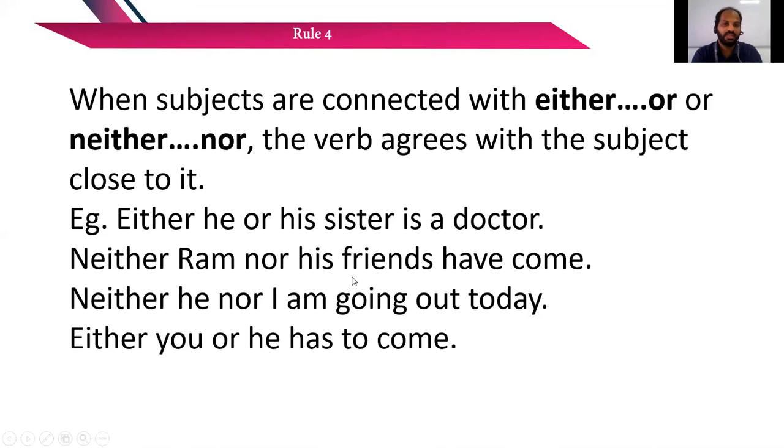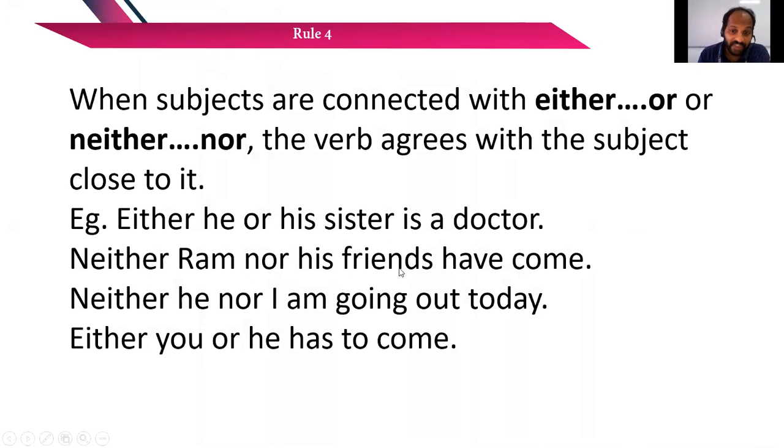Okay, then this is a normal expression. When subjects are connected with either or, neither nor, the verb agrees with the subject close to it. That is more important. The verb has to agree with the subject which is close to it. Either he or his sister is a doctor. So the verb is agreeing with the one which is close to it.